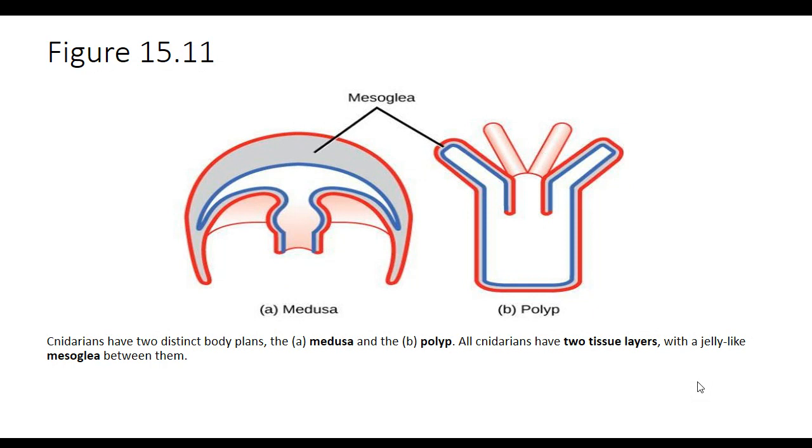So some cnidarians spend their whole life like this, like a sea anemone. It's polyp form its whole life. Some of them spend almost their whole life like this. But some of them, many jellyfishes, start out as a polyp, which is like a larval stage of the jellyfish. They'll live this way for a while, attached, and then after a while they'll disconnect from the surface they're attached to, turn upside down, and turn into a jellyfish. It's a form of metamorphosis.